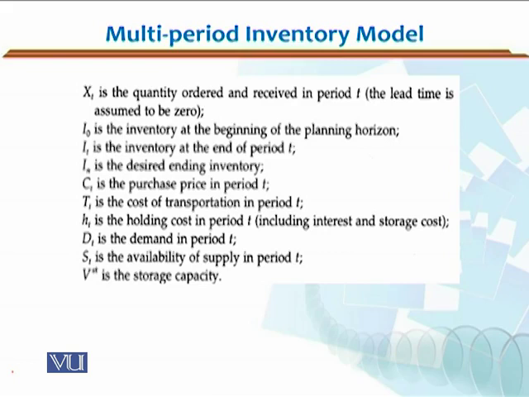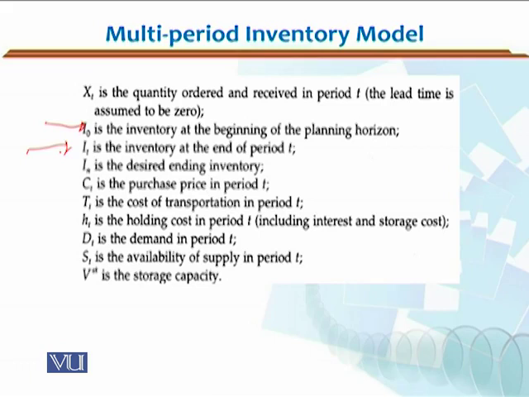I_0, the inventory at the beginning of the planning horizon. So when you are using this model, you will have to start from somewhere. So I_0 would represent the inventory at the start of the planning horizon. I_T would represent the inventory at the end of period T. So I_0 at the start of the season, I_T the inventory position at the end of the season.